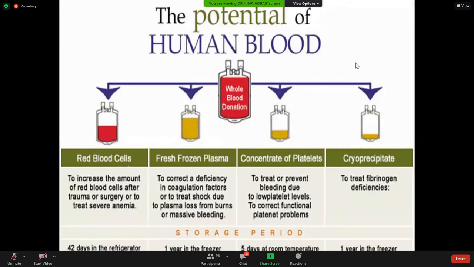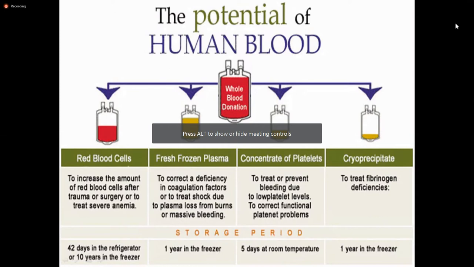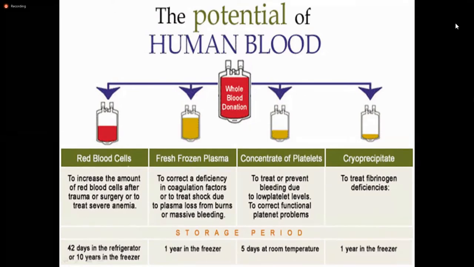Okay. I would say this is human blood. The one blood, the one donation that we donate can save four lives, or four components can be made from a single blood donation. So first of all, this is whole blood, because previously we were using whole blood, but then we found that different patients have different requirements. For example, if a patient has anemia, I think they won't require platelets and the clotting factors.